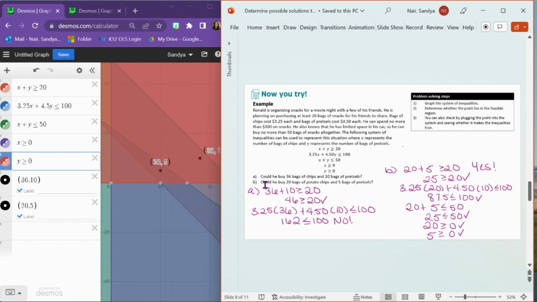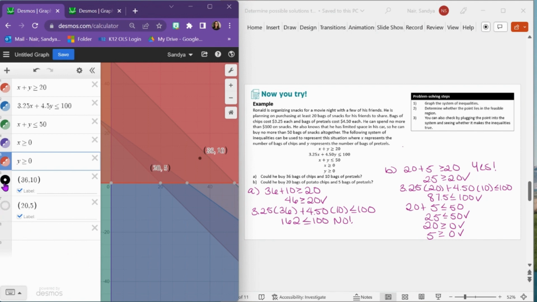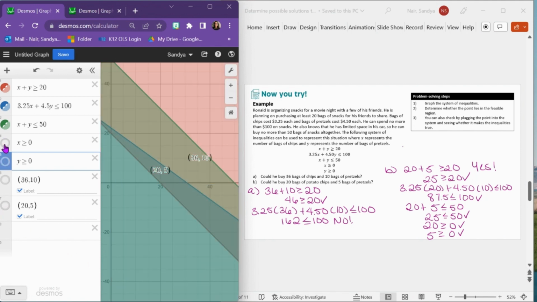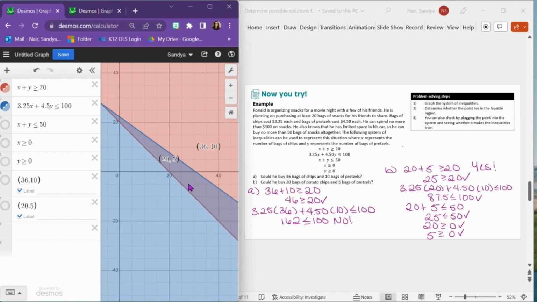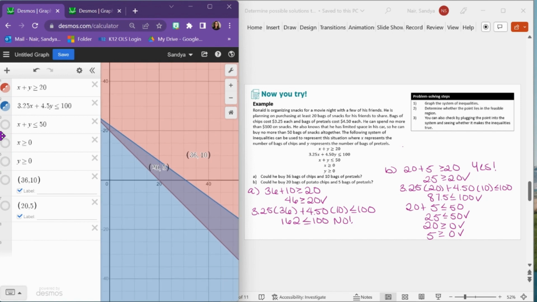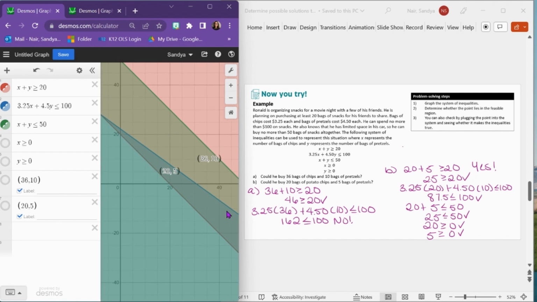So in part A, it wants us to think about could he buy 36 bags of chips and 10 bags of pretzels? So here I have graphed the system of inequalities. And I'm just going to go backwards so that you can see this region of overlap. So notice that, from my first two inequalities, this purple sliver right here tells me the overlap region. And then I'm going to add in the third inequality. So you can see that's this region now.